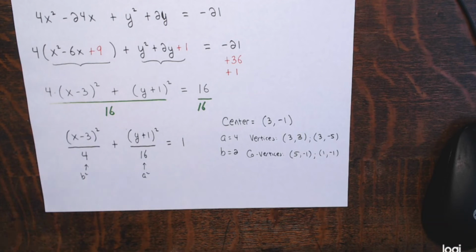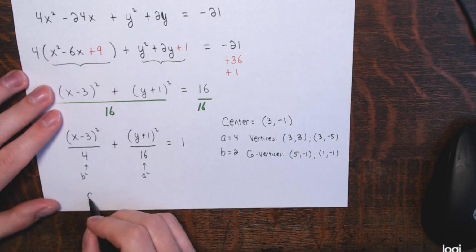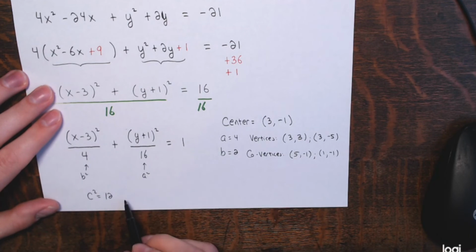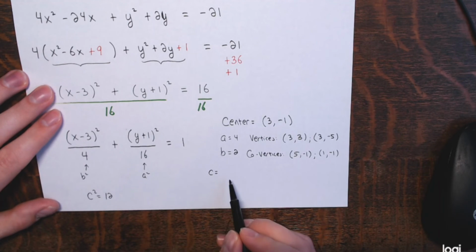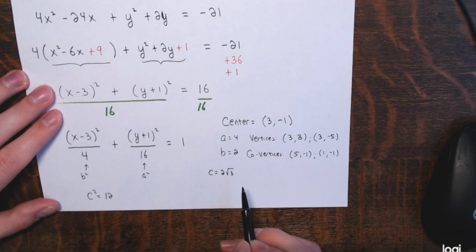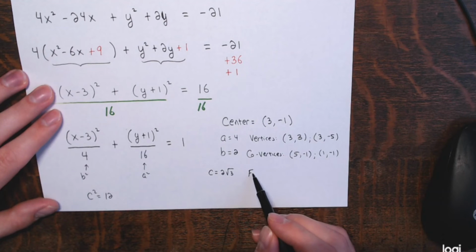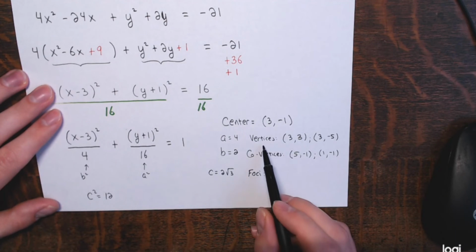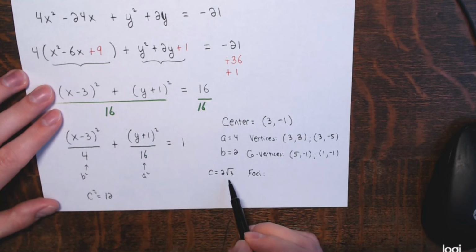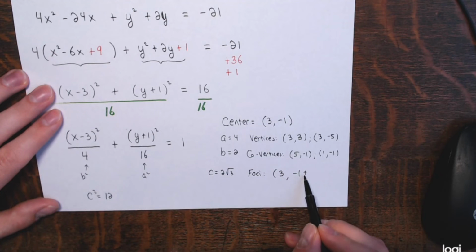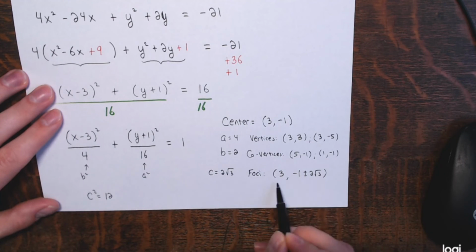Alright, and then for the foci, c squared would have to be 12, right? 16 minus 4. So c must be the square root of 12, or 2 root 3. Right, 2 root 3. And then the foci, remember for the vertices I added to the y coordinate, so I do the same thing for the foci. I add and subtract this value to the y coordinate of the center. So it'd be 3 and then negative 1 plus or minus 2 root 3. Here's where the foci would be.